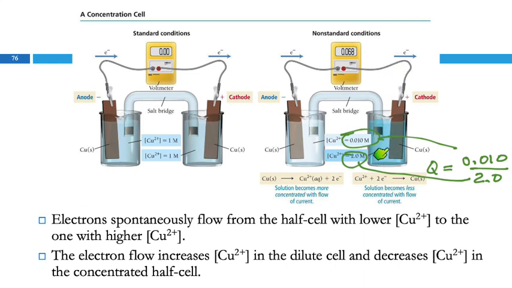They're going to get electrons and become copper metal. That's going to reduce this concentration. Over here, when copper gives up 2 electrons, it becomes Cu2+, and that's going to increase this concentration. And this one is going to go until the concentrations are equal. Any questions?